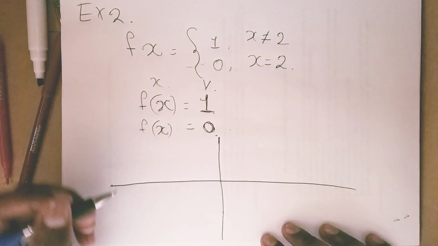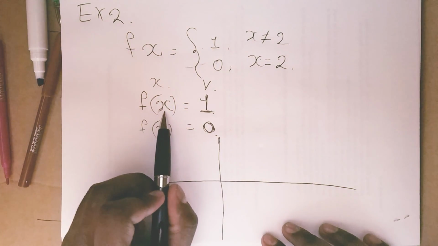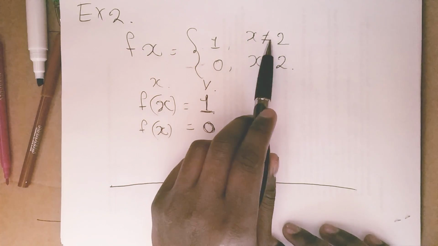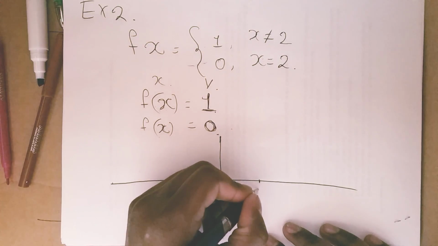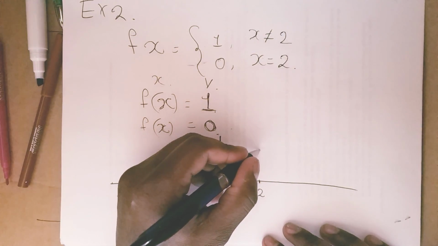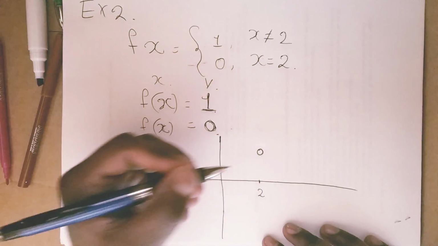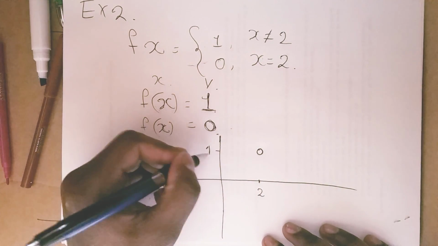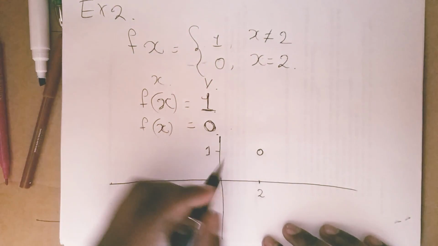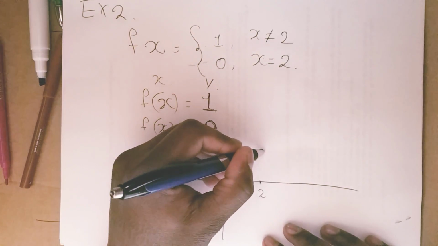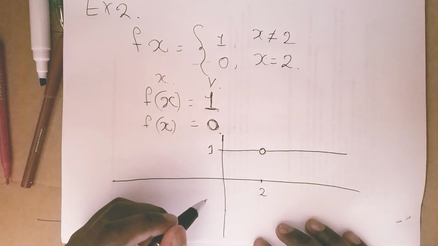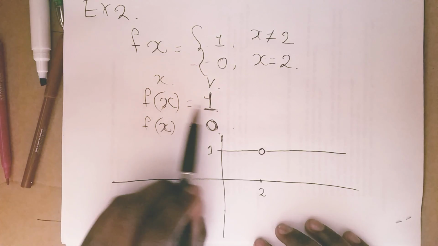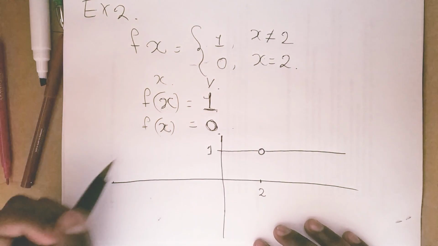If you have to plot this on a graph, you'd say when f(x) is equal to 1, x is not equal to 2. So at 2, x is not equal to 2. So the value is undefined here. It's not equal to 2, but the y value is 1. So that means the line would go this way. It's a straight line because y is equal to 1. It's not the equation y equals x.